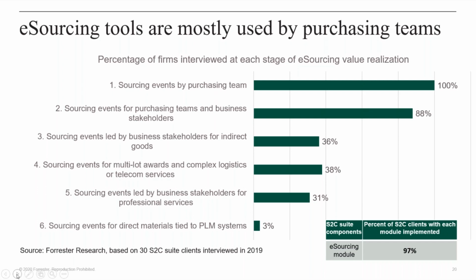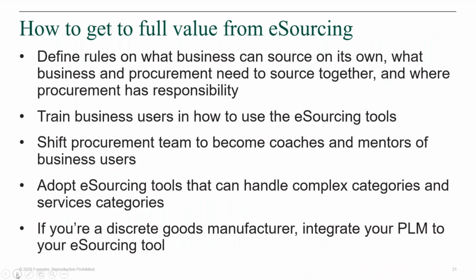So next slide. So what do you do? Well, here's the best practice we found. First, you want to define rules on what business can source on its own, what business and procurement need to source together, and where procurement has responsibility. This is critical. You've got lots of categories, indirect materials, services, direct materials that you may be sourcing. So you want to define which ones the business does on its own, which the procurement group does, and which are the ones you partner together on.